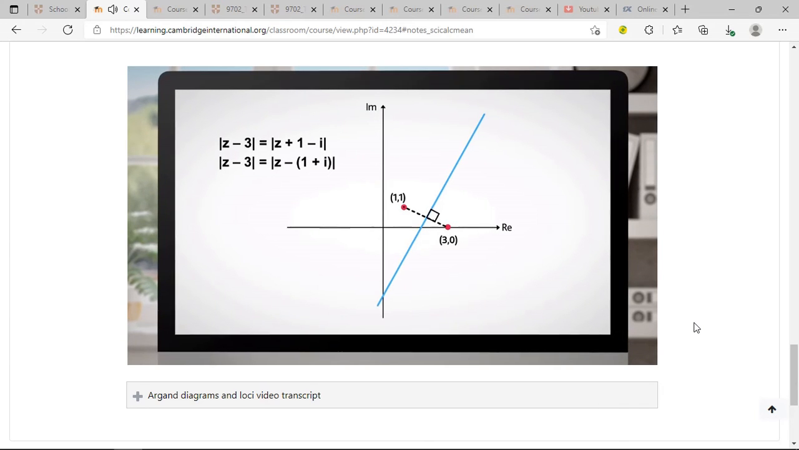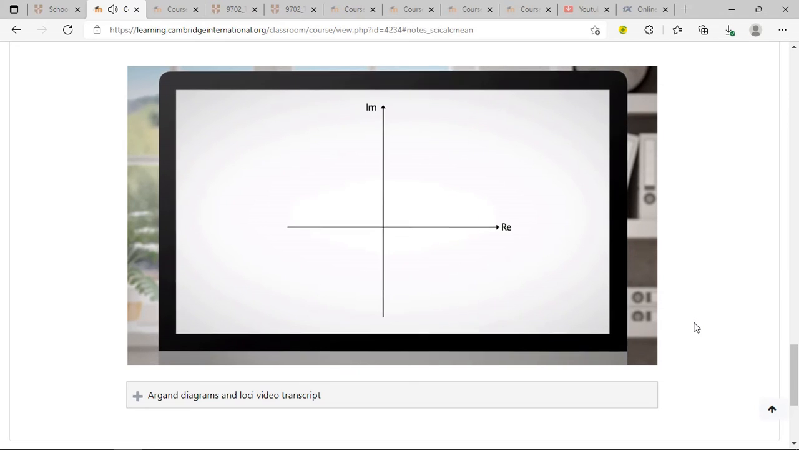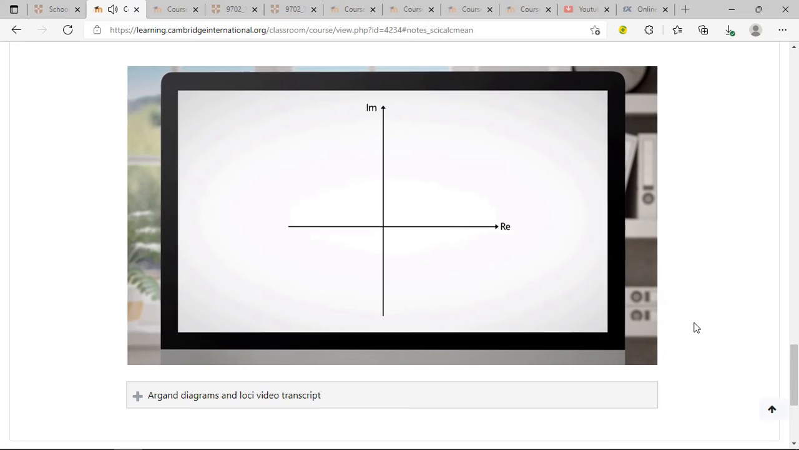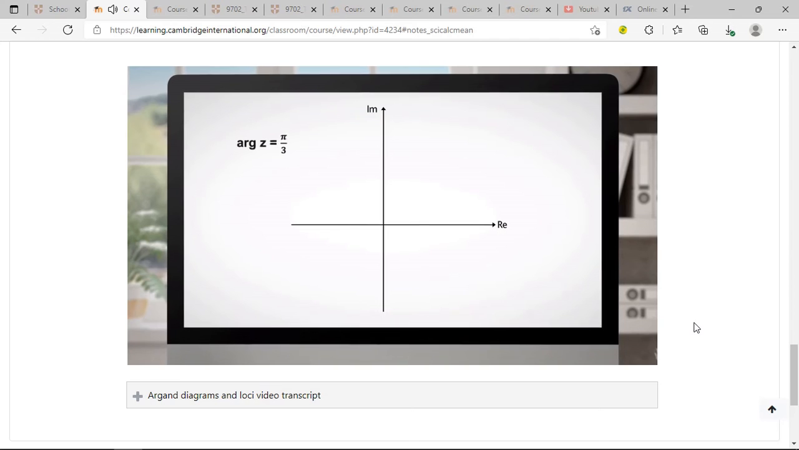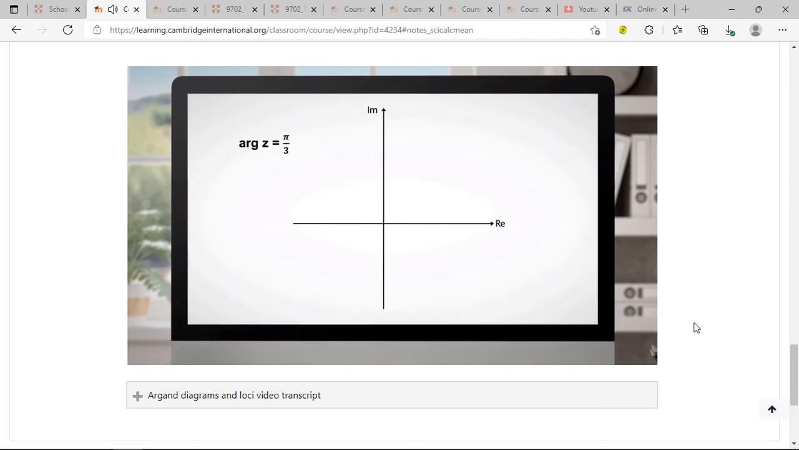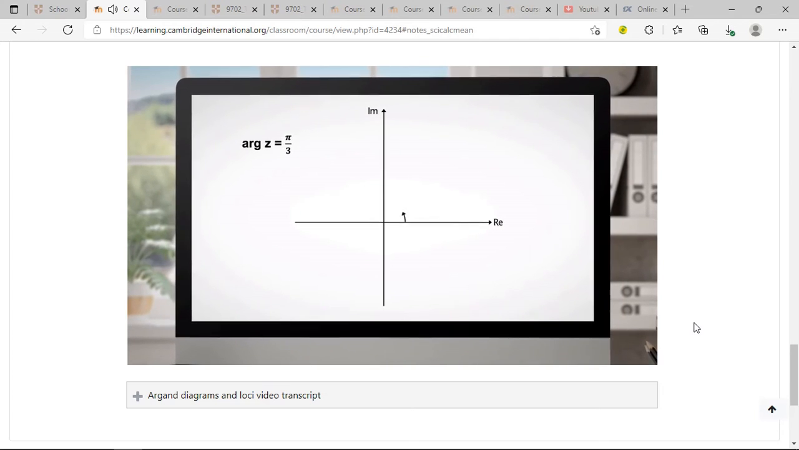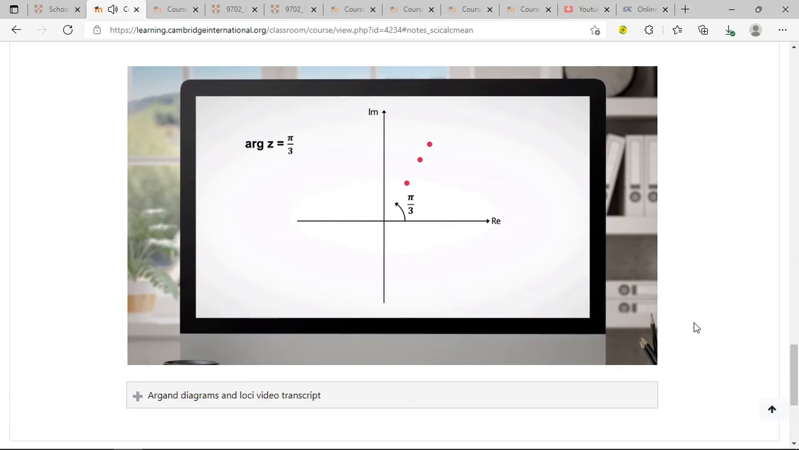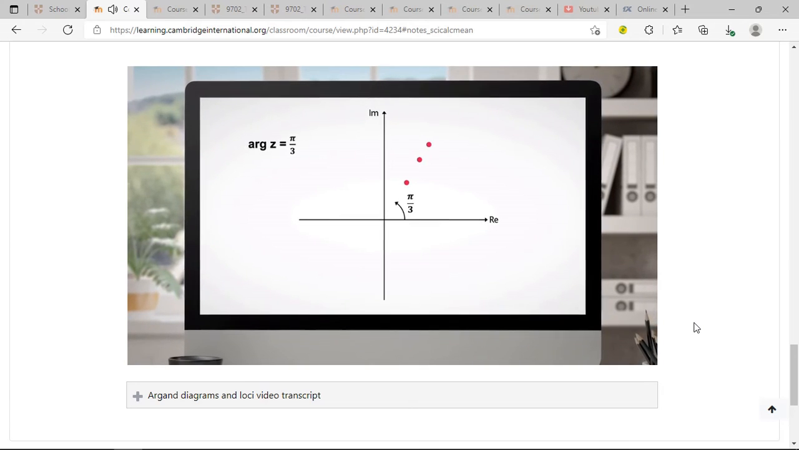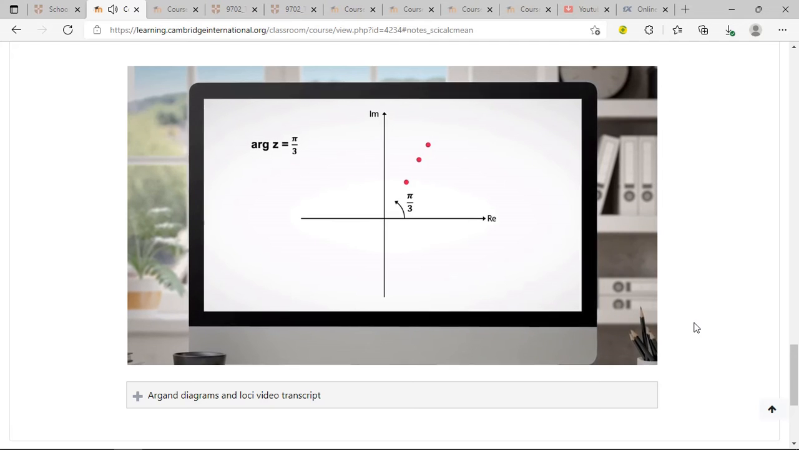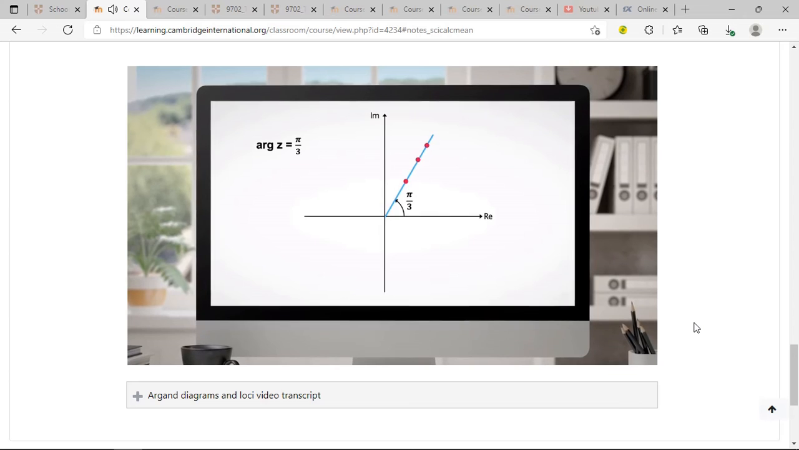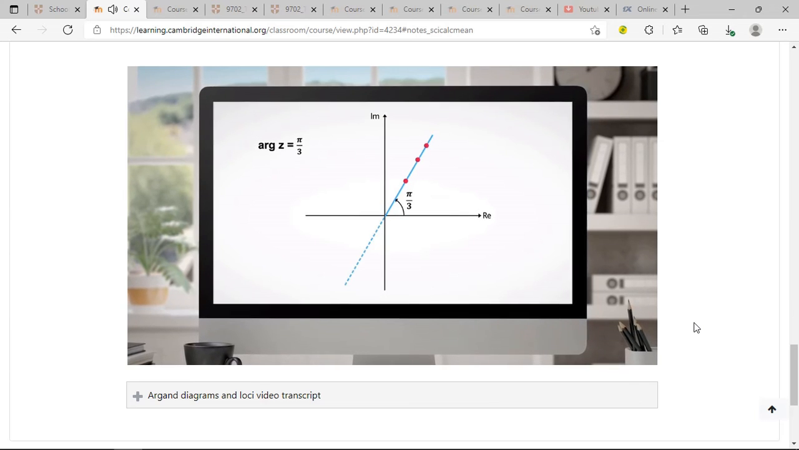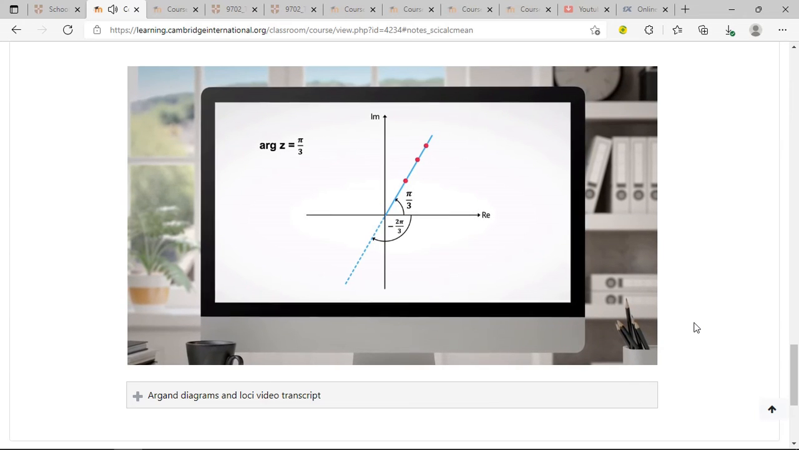So far, we've looked at loci that are defined in terms of distance or modulus, but loci can be defined in terms of an angle or the argument instead. Suppose that the argument of z is pi by 3. This tells us that any complex number, z, must lie on a line that starts at the origin and makes an angle of pi by 3 with the real axis. This is called a half-line because it doesn't extend beyond the origin. If it did, the argument would be minus 2 pi by 3 instead.